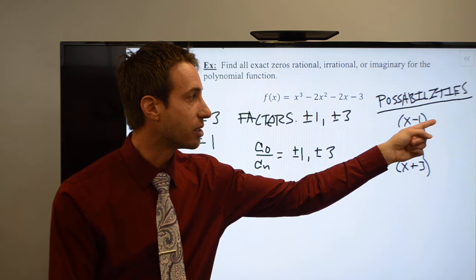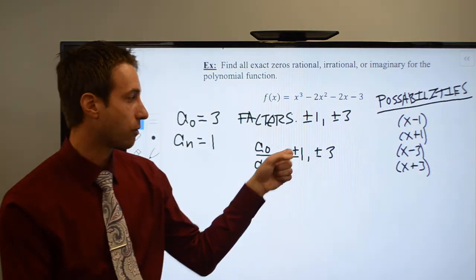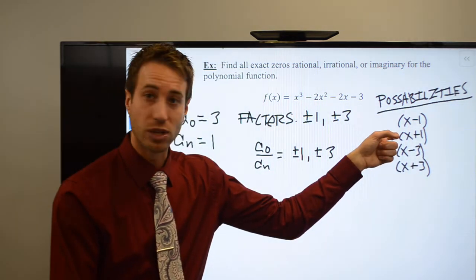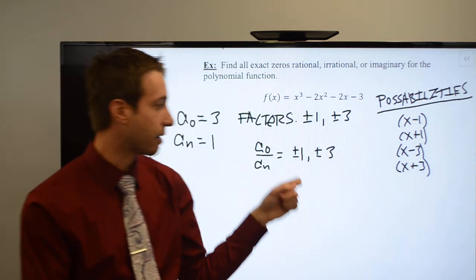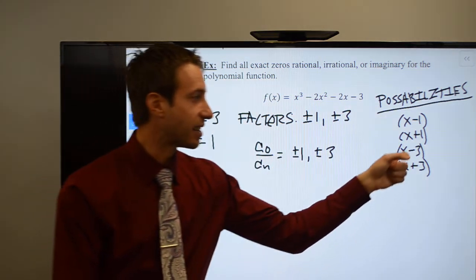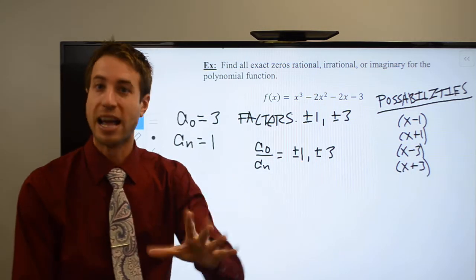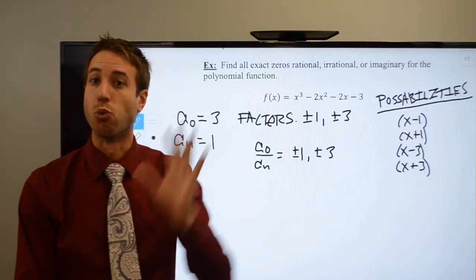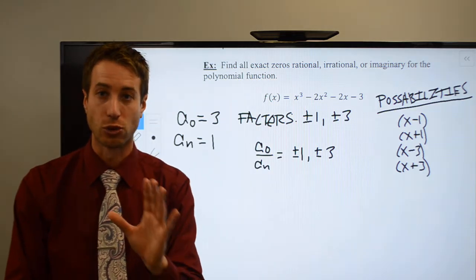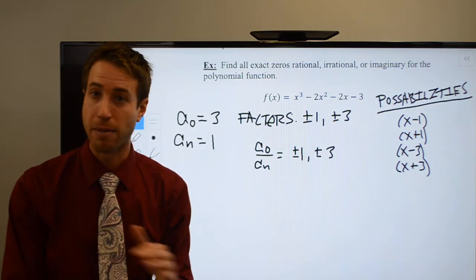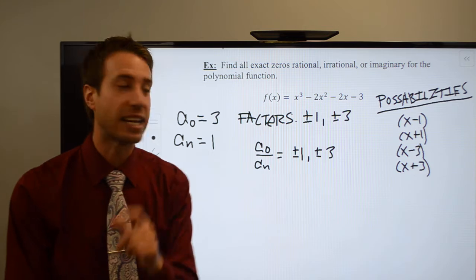If I set this equal to 0 and solved, I get x equals a positive 1. If I set this equal to 0 and solved, I get a negative 1. If I set this equal to 0 and solved, I get a positive 3. Negative 3. These factors represent my potential zeros. Not all of them are going to be zeros. But here's what I know.